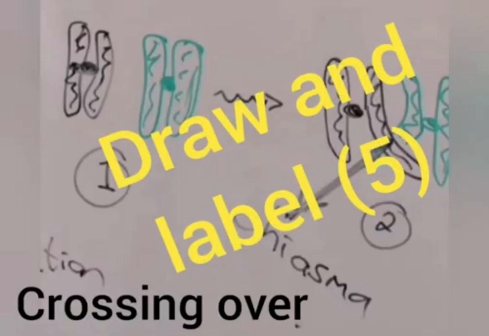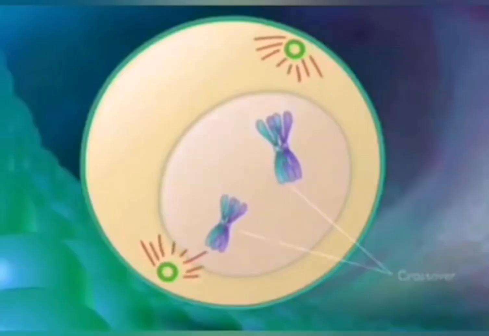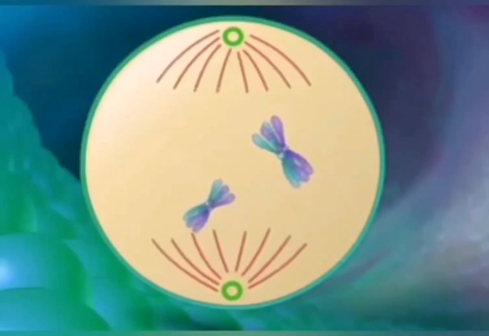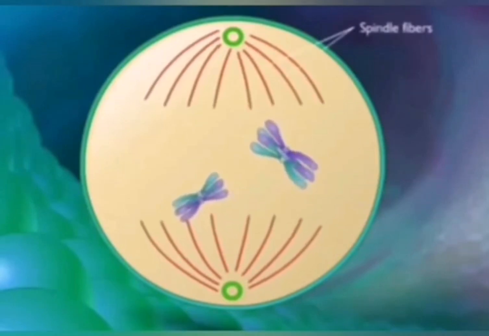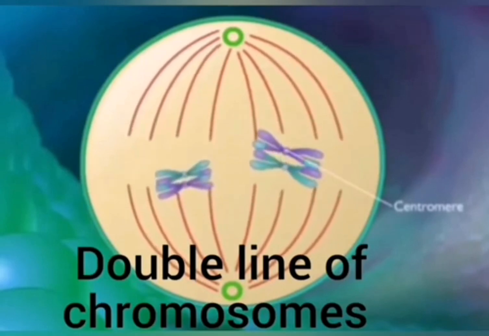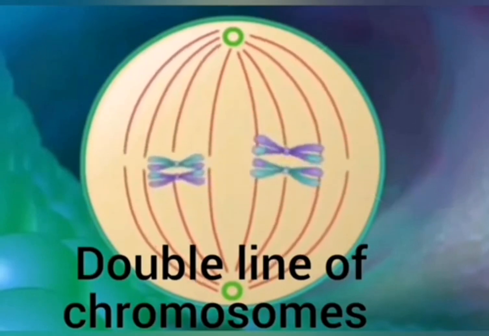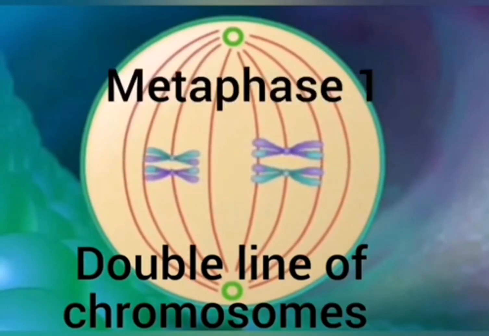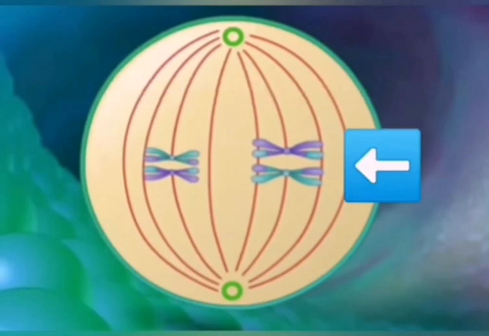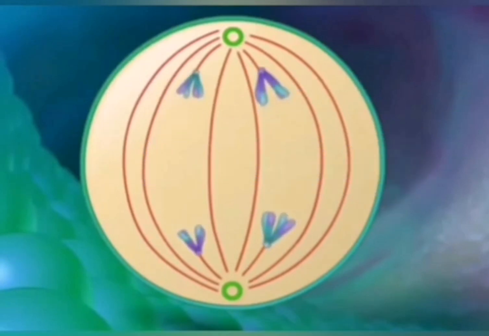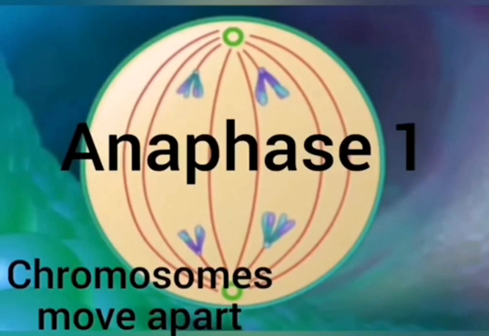Now, at the end of prophase 1, you'll see these little green poles forming at the ends or the poles of the cell, and these red spindle fibers attach themselves to the centromeres of the chromosomes, forming a line in the middle of the cell. Going from left to right, you now see a double line of chromosomes. This double line indicates that we're in metaphase 1, so the M is for middle. Very quickly we see that the chromosomes in the double line start moving apart from one another. Here we go, the top line goes towards the top pole and the bottom line to the bottom. This moving apart is called anaphase 1.